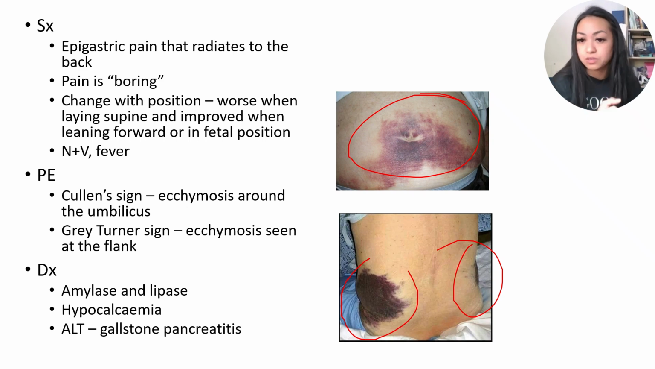other than other etiologies like medications, you know, your protease inhibitors, hydrochlorothiazide, your exenatide, your valproic acid, or alcohol, or you know, other causes. So that's how we diagnose. So start with amylase, lipase, better test. Hypocalcemia you may see in the labs, and measure ALT. It points to gallstone pancreatitis.